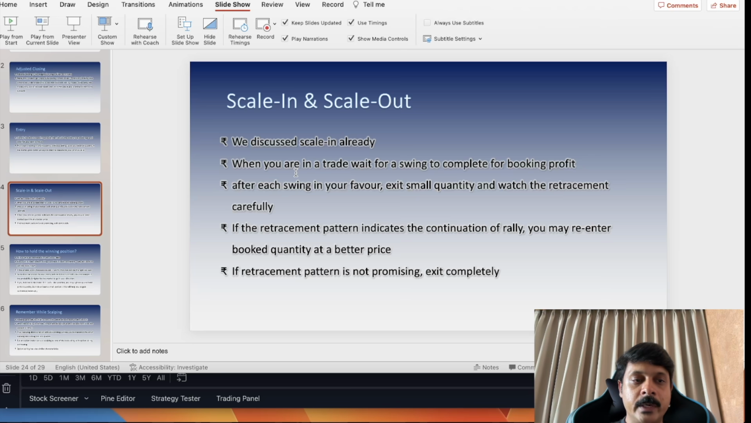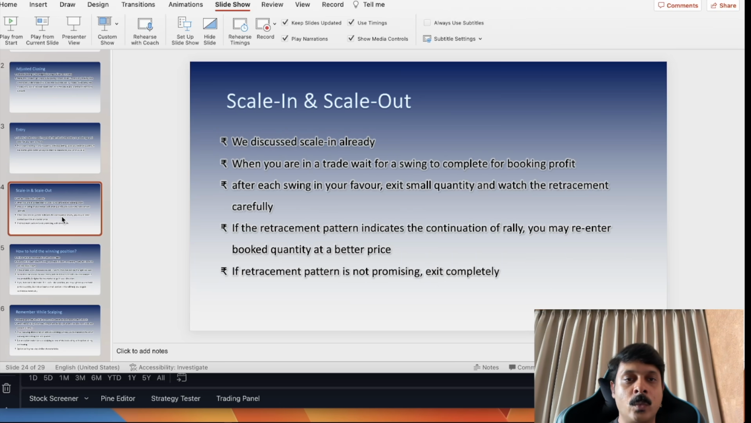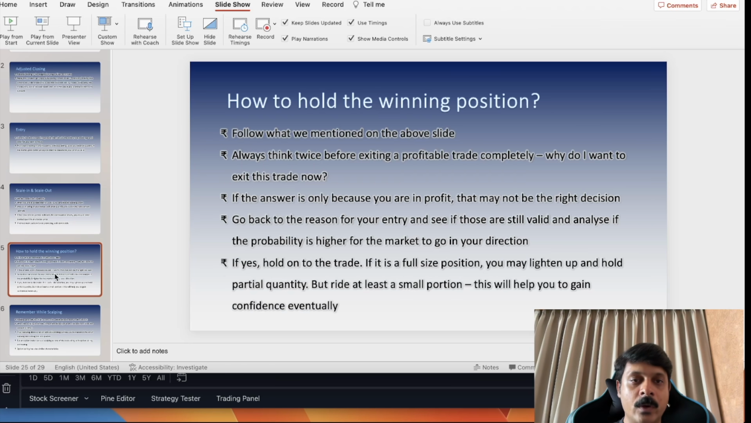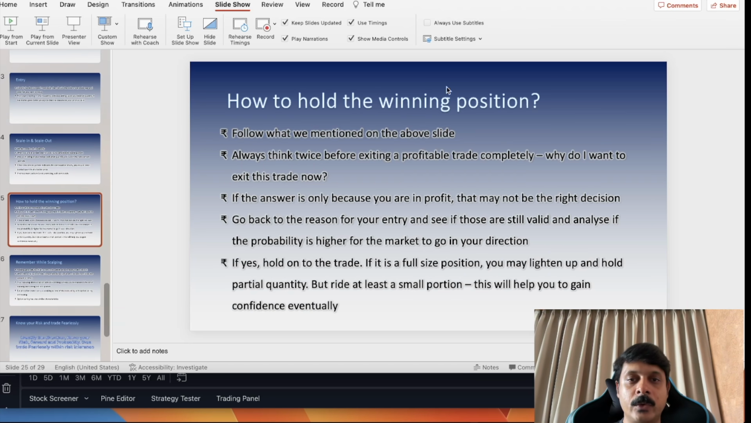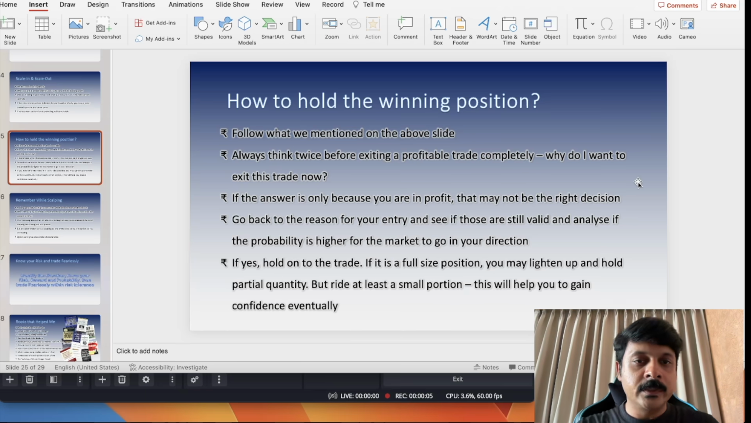So in your trading or anyone's trading, the part which makes one profitable is the exit. So mostly I will talk about that on the next slide. How to hold the winning position is where I will explain the importance of holding the winning position and riding it. The next slide is how to hold the winning position, and that is the most important thing.